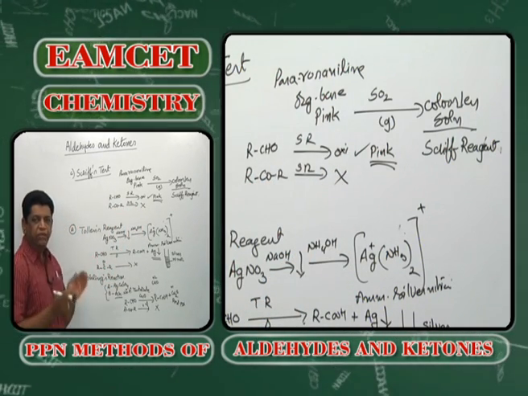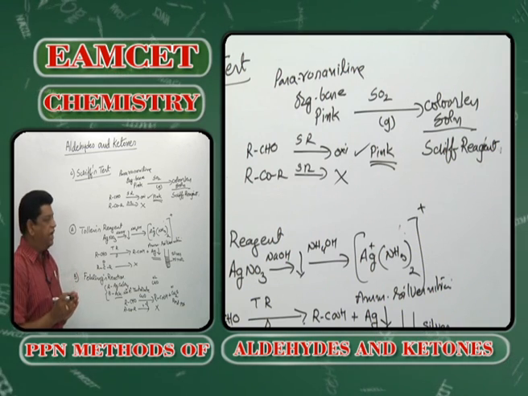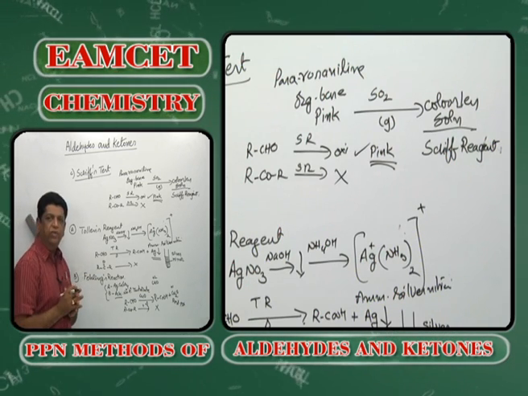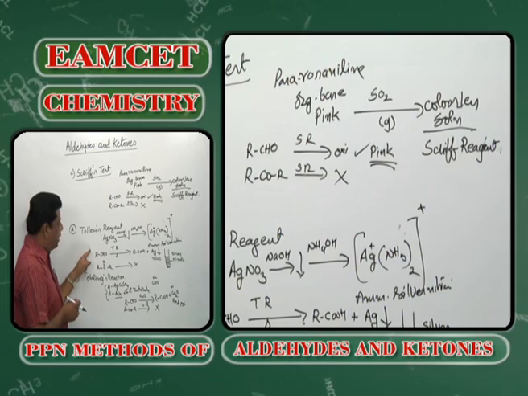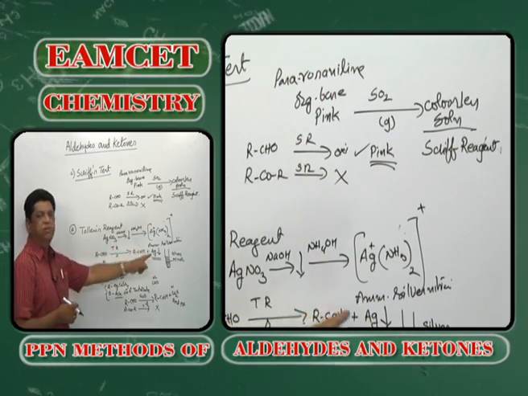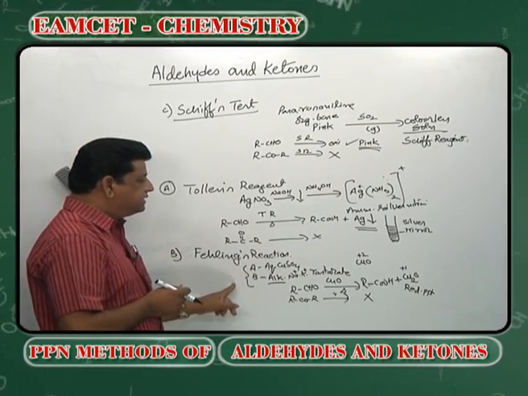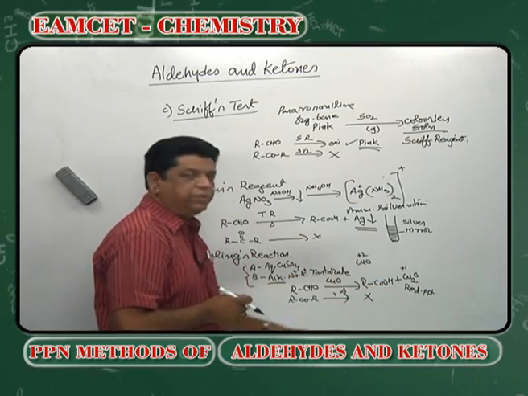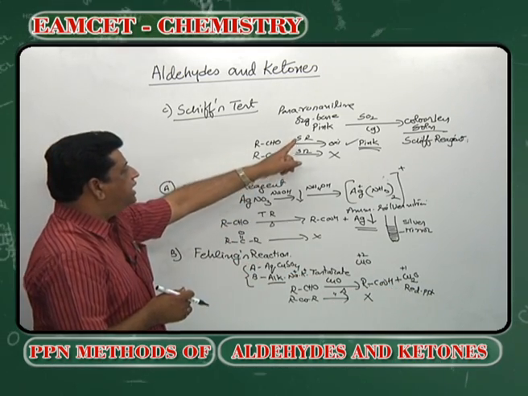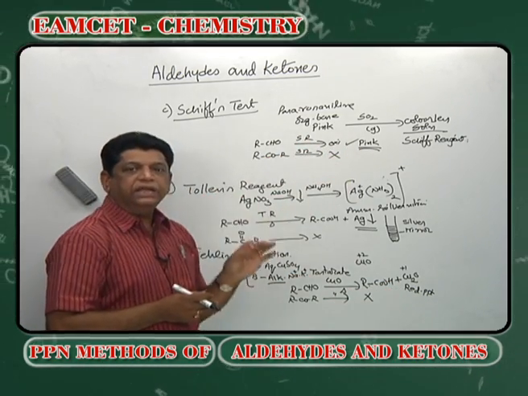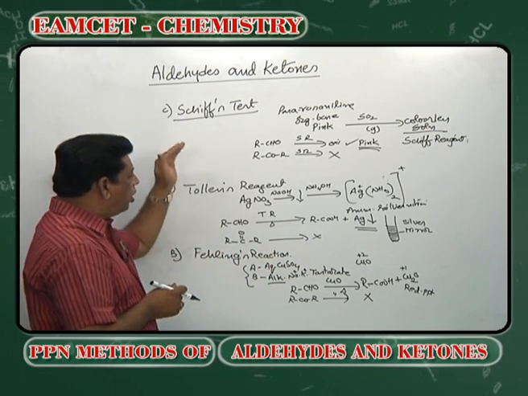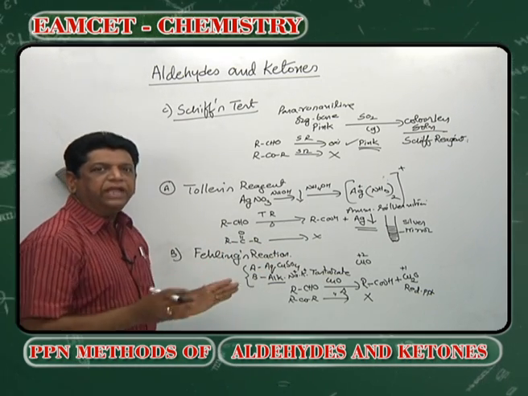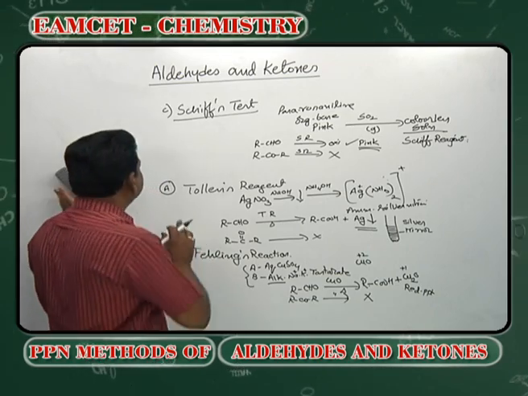That's why, in two flasks, one flask is aldehyde and another flask is ketone. How do you differentiate? Either you add Tollens' reagent, you will get a silver mirror. If you add Fehling's, you will get a red color precipitate. If you add Schiff reagent, you will get a pink color for aldehydes. For ketones, all these three tests will be negative, meaning no reaction takes place, right?